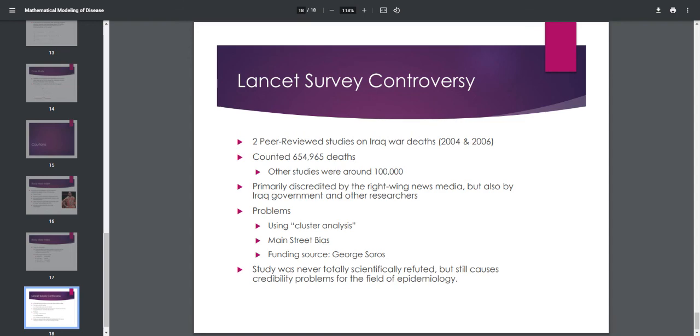And of course, many people on the far right will point out George Soros, although I don't think that had anything to do with it. The study was never totally scientifically refuted, but it still causes some credibility problems in the field of epidemiology based upon the methods used in counting individuals more than once in the proverbial Deadpool.